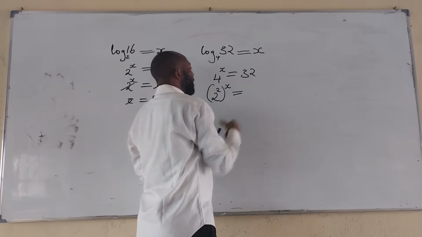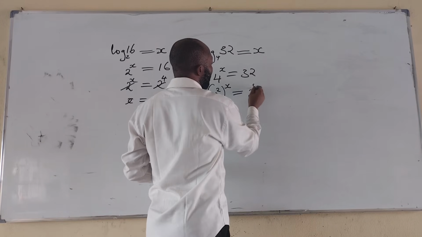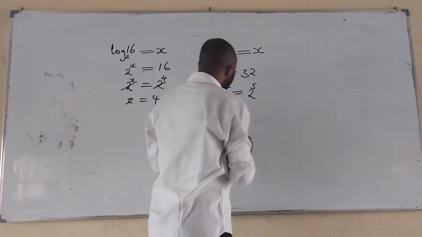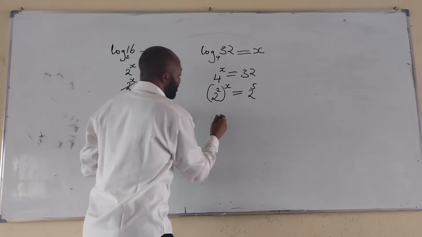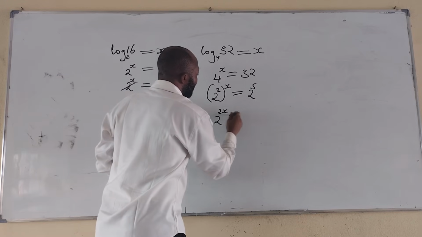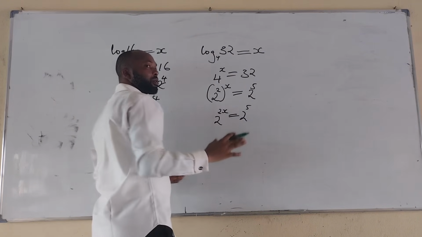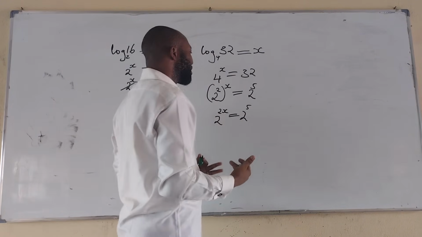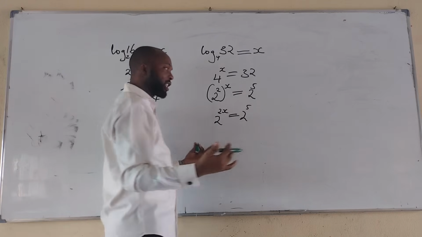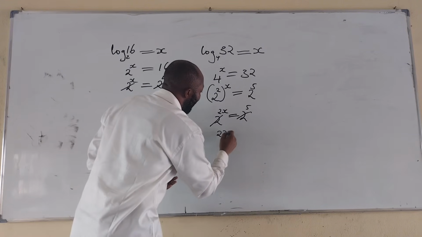Now on this other side, how many times can 2 be raised to give me 32? And that is 5 times. If that is true, I expand this: 2 raised to the power 2 times x is 2x. And this is equal to 2 raised to the power 5. Having 2 as a common base means I can cancel out, as the exponential function defines. So this will go, and I have 2x is equal to 5.